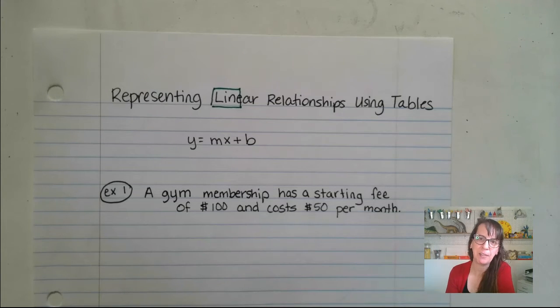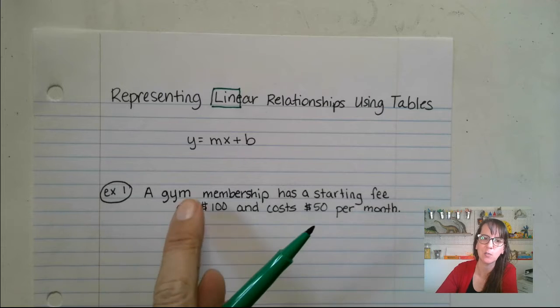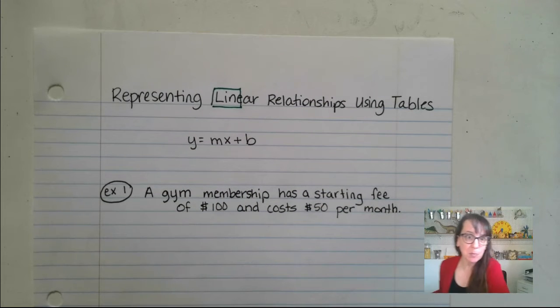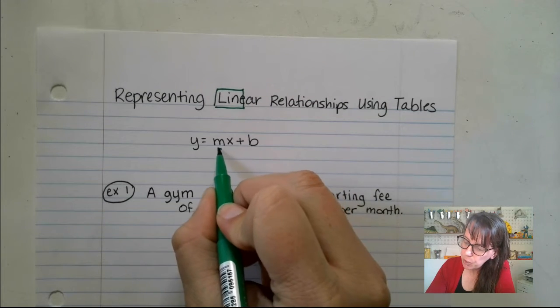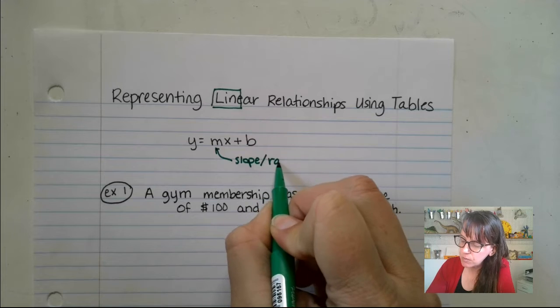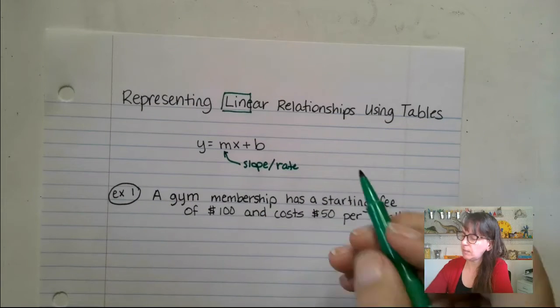Whenever we're talking about a line, you want to think of the equation of a line. There's several different ways to represent the equation of a line, but the most common one you'll see is y equals mx plus b. We call that slope-intercept form. In y equals mx plus b, our m is our slope, which is also called our rate, or rate of change.